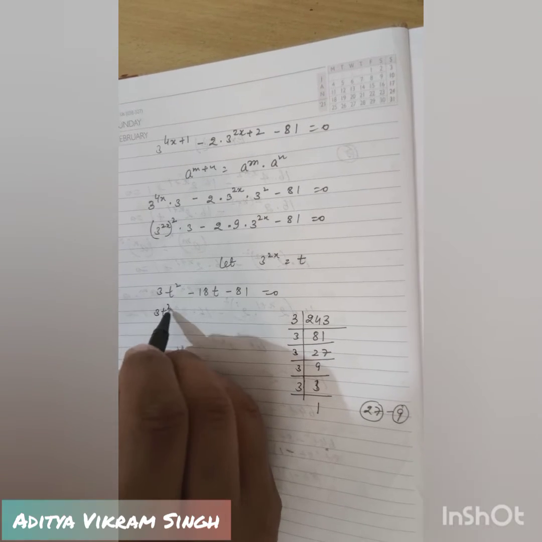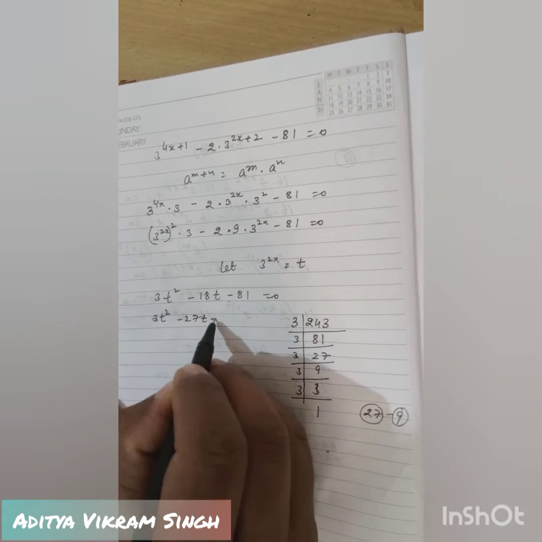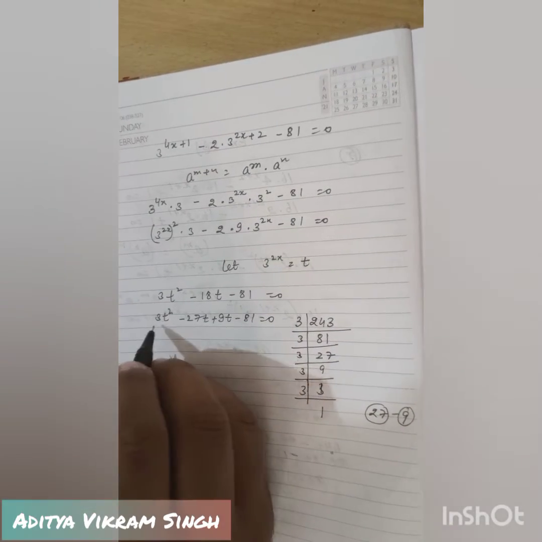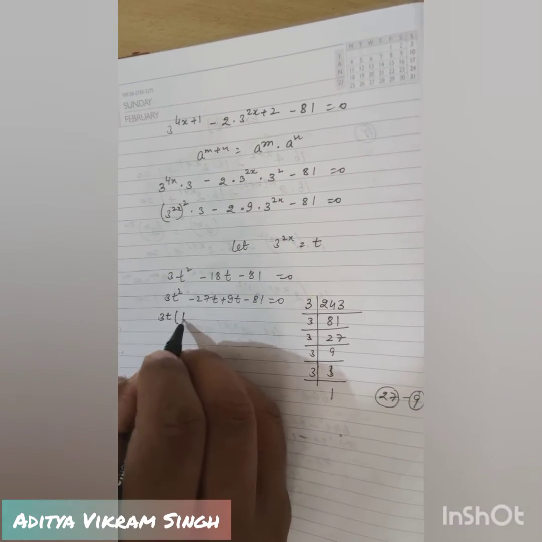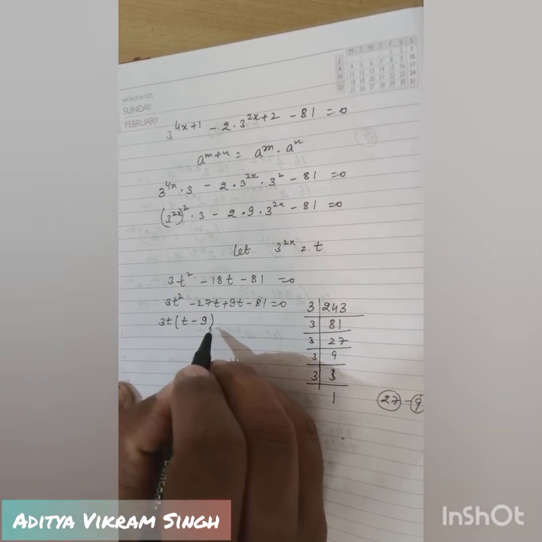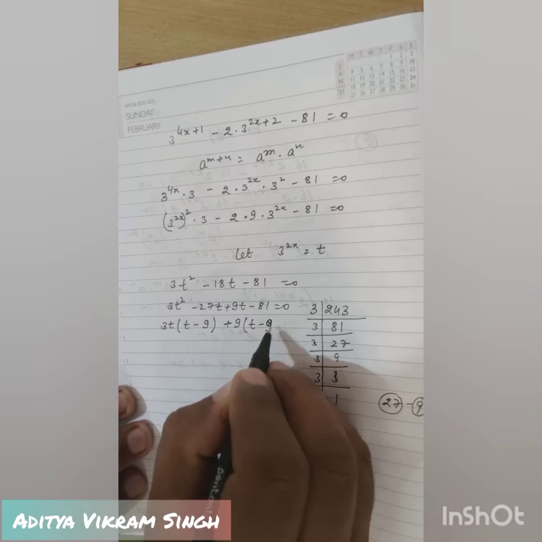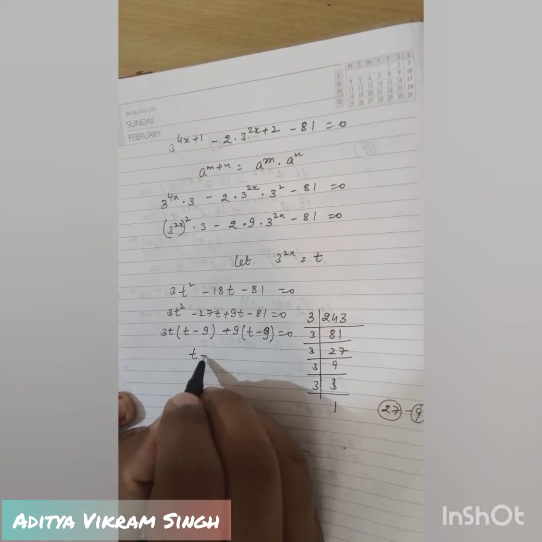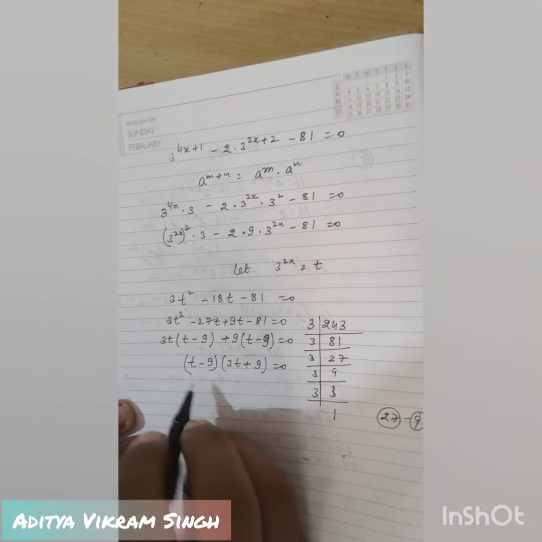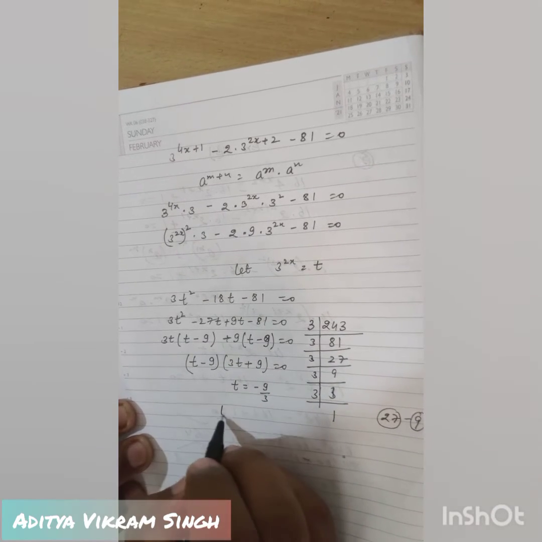Okay, so we just put here 3t to the power 2 minus 27t plus 90 minus 81, which is equal to 0. From here we have to take 3t common, we are left with t minus 9. Okay, now from here we have to take 9 common, that is t minus 9, which is equal to 0. From here we have to take common t minus 9, we are left with 3t plus 9, which is equal to 0. So from here t is equal to minus 9 by 3, and from here t is equal to 9.